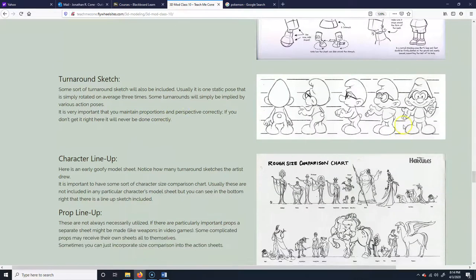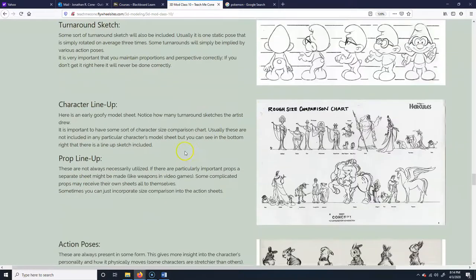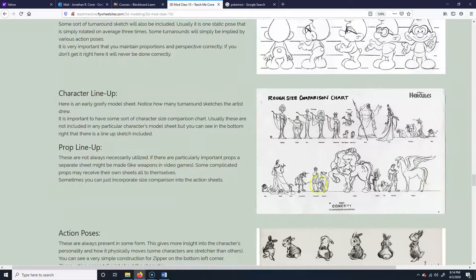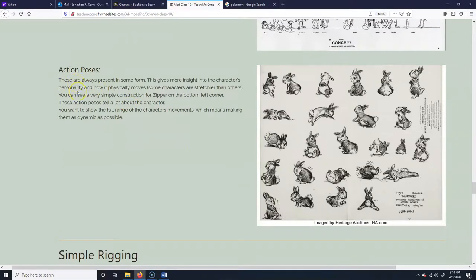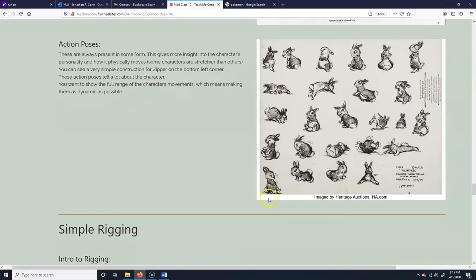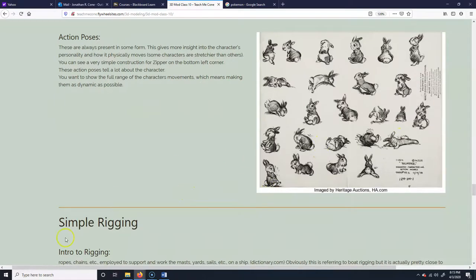Okay. Turnaround sketch is when you draw the character in a turnaround so you can see them from multiple angles so you know how to draw them. Character lineup is basically when you have all of your characters and you draw them next to each other. This is important even for 3D, actually, because it lets you know what the scale of one character is to another. They do the same thing with props. Action poses. A lot of the early model sheets were actually only action poses. You were just supposed to kind of figure out how to draw from there. But they give you a better idea of the character's personality and what have you. Okay, so that is that stuff.